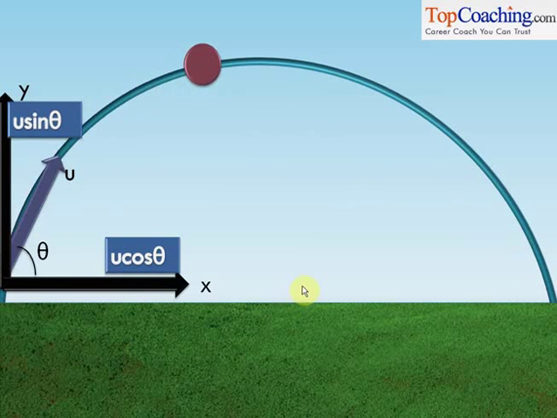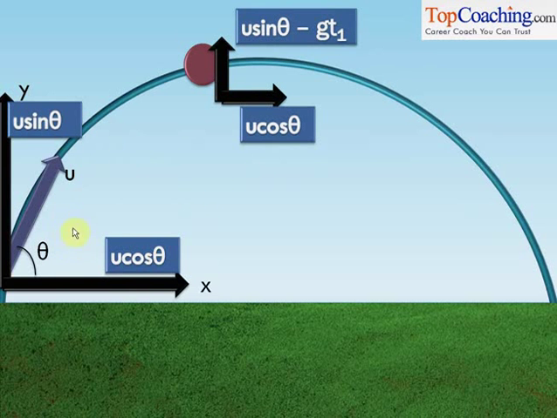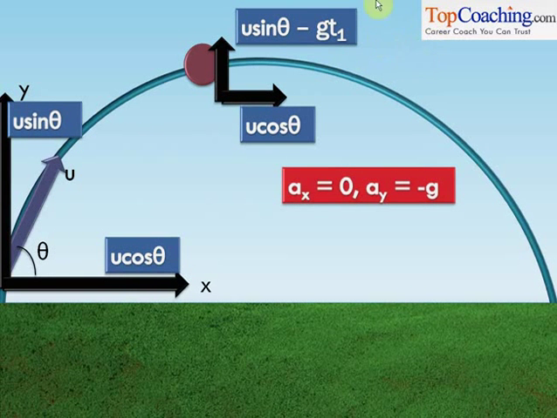Now we can look at the motion of the projectile, both along the x-axis and along the y-axis. At any instant, the projectile will have a velocity v. If we resolve this velocity v along the x-axis and the y-axis, then we will see that the velocity along the x-axis will still be u cos theta. After all, the velocity along the x-axis is constant, as there is no acceleration in the x direction. The velocity along the y-axis will be u sine theta minus gt1.